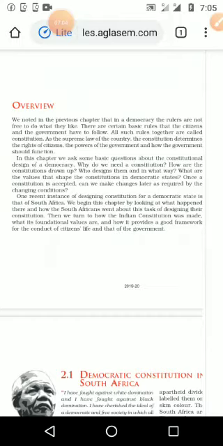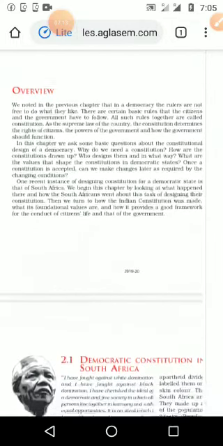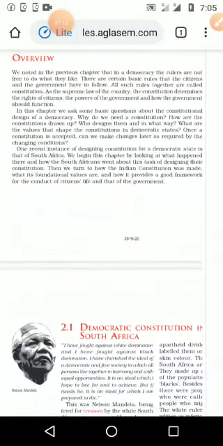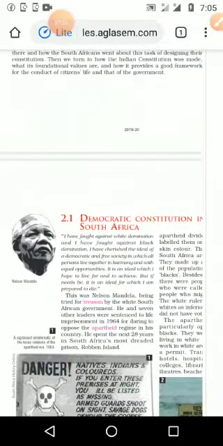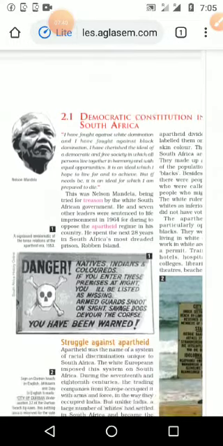What happened in South Africa and how it designed its constitution, we are going to see in the first part of the lesson. Then we turn to how the Indian constitution was made. That is the next topic: the Indian constitution, what its fundamental values are, and how it provides a good framework for the conduct of citizens' lives and of the government. First we are going to see South Africa, then the general concept of the need for a constitution, then we will come to India. You can see one picture here.